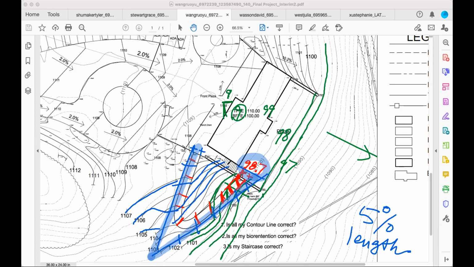Tighten it up like that. Okay? Yeah, that's no problem.